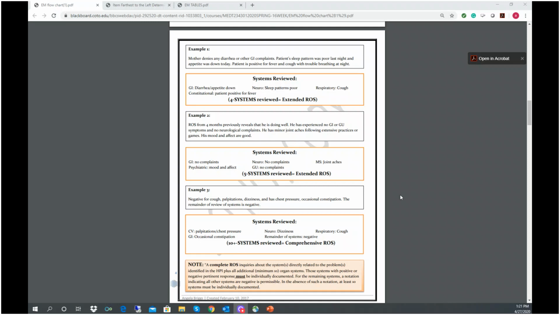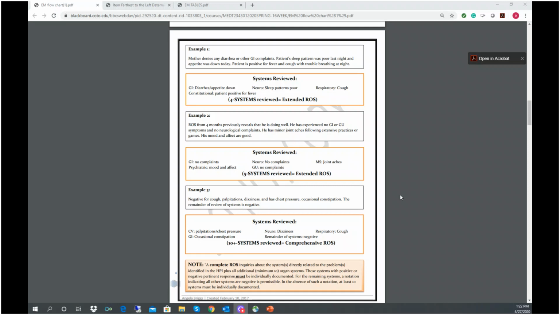So the note here is a complete review of systems inquires about the systems directly related to the problems identified in the HPI plus all additional, minimum 10, organ systems.